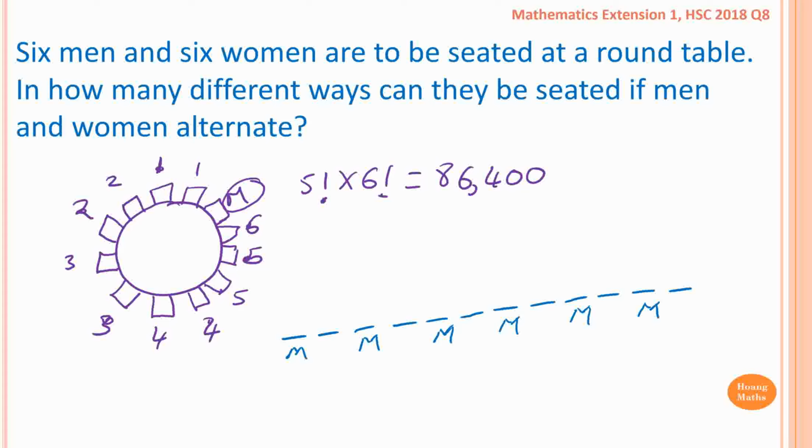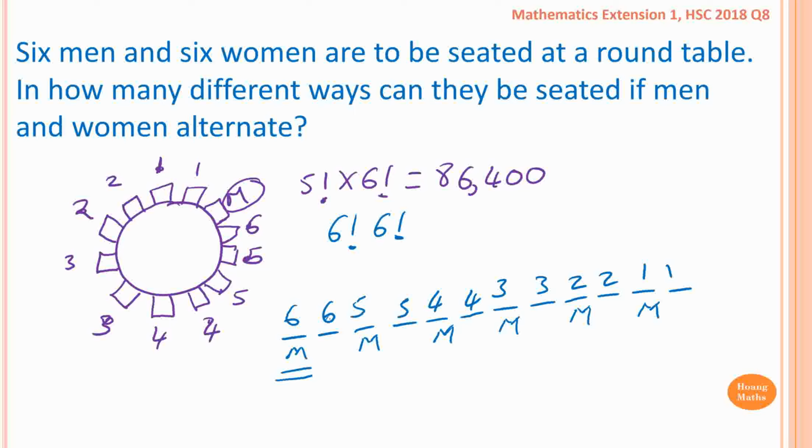So for this place here, we have 6 men to choose from, and then 5 men left, and then 4 men to choose from, 3, 2, and then the last man. And then for women, we can have 6 to choose from, 5 to choose from, 4, 3, 2, 1 as well. So that is 6 factorial for women and 6 factorial for men as well.